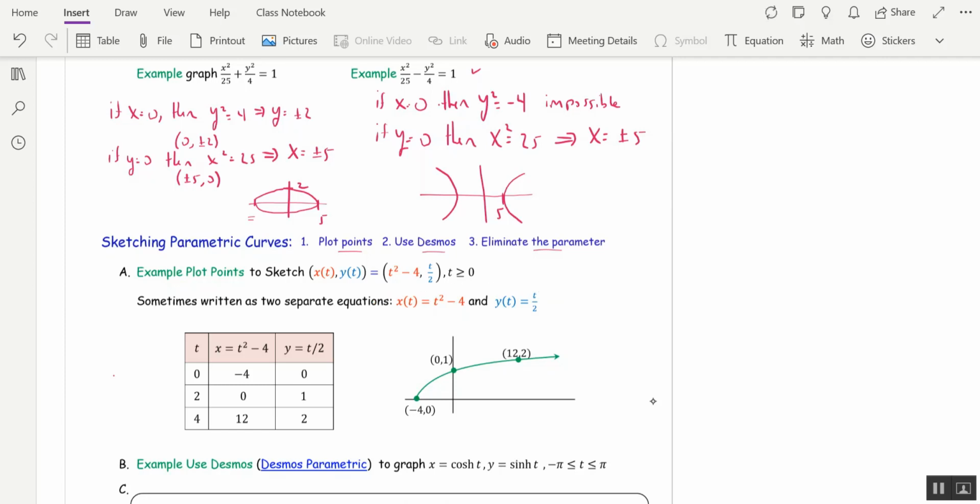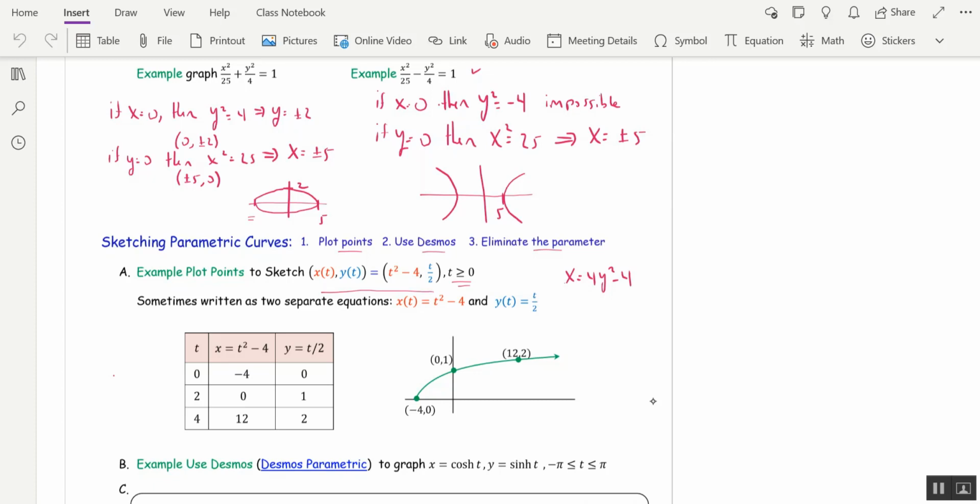We'll see in a minute that the Cartesian version of this curve is x equals 4y squared minus 4. Now that's a Cartesian equation. It only has x's and y's and no parameter, whereas this is a parametric equation. It has a parameter. So the benefit of having a parameter is you can define a starting point. You can say, I don't want the whole curve, I just want t greater than or equal to 0. You can also define a direction and a speed. So it gives you more control.